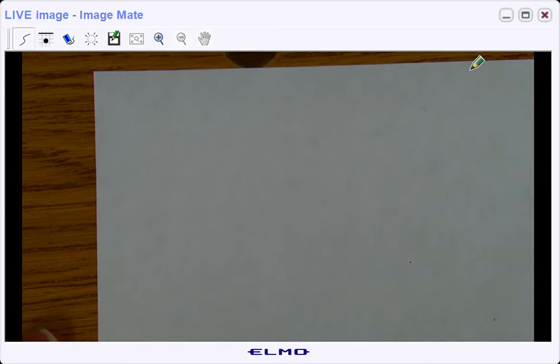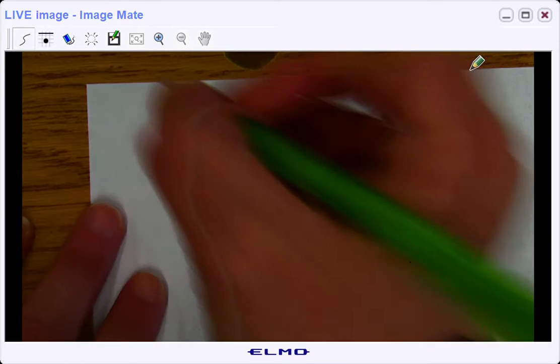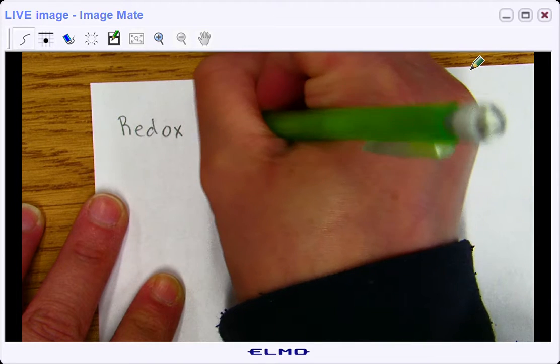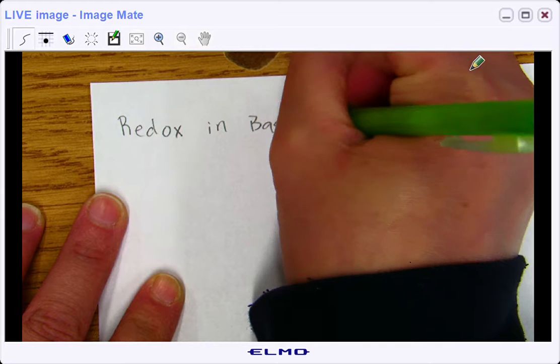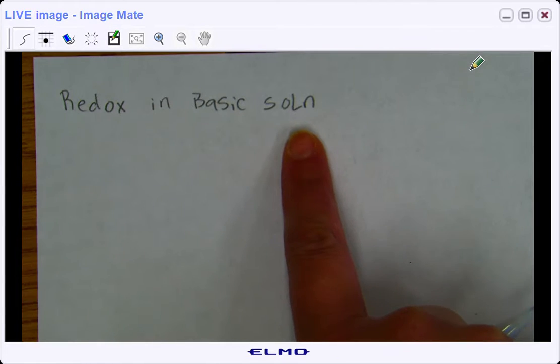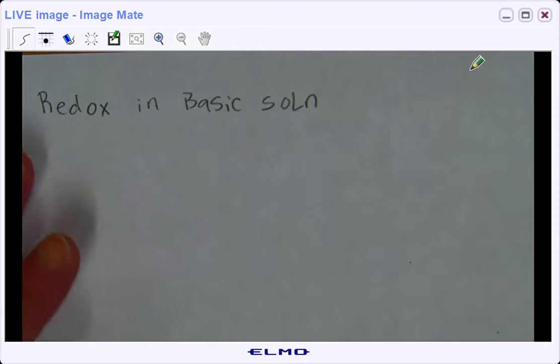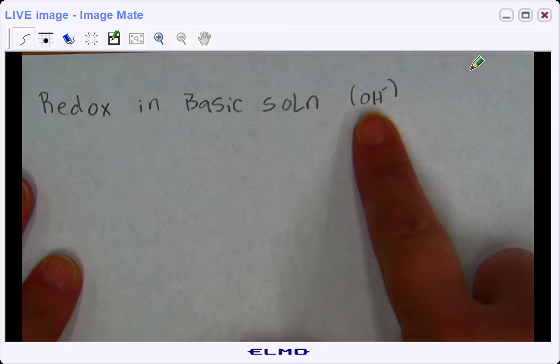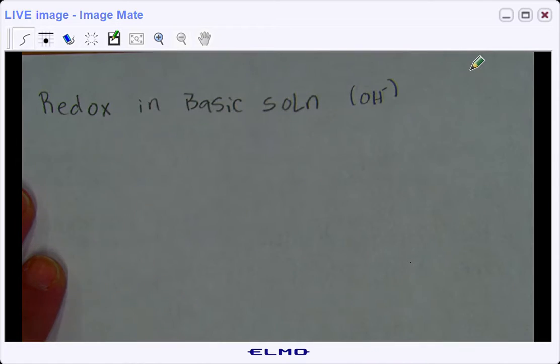Okay, so we've already learned how to assign oxidation numbers. We've learned how to write half reactions and how to balance redox reactions in acidic conditions. So let's look at how to balance a redox reaction in a basic solution. All right, and that's just our abbreviation for solution. Now, remember that bases contain a hydroxide ion, so this is going to be important in terms of our balancing.